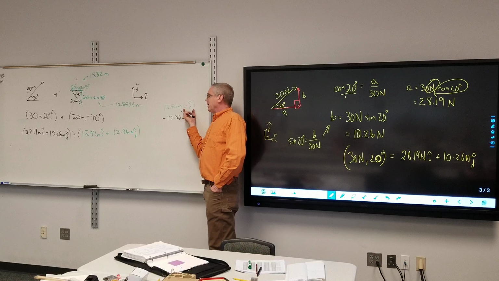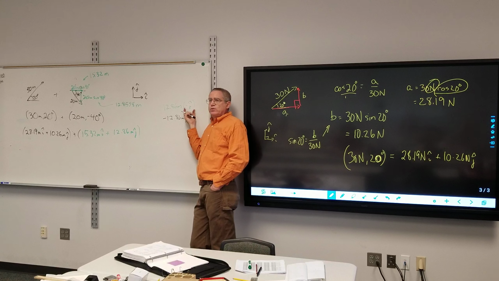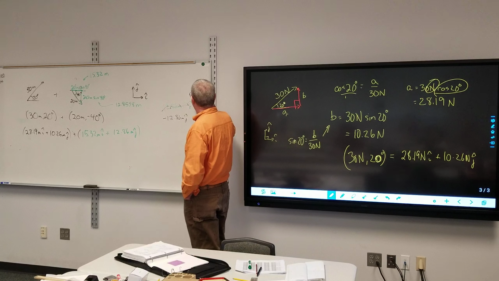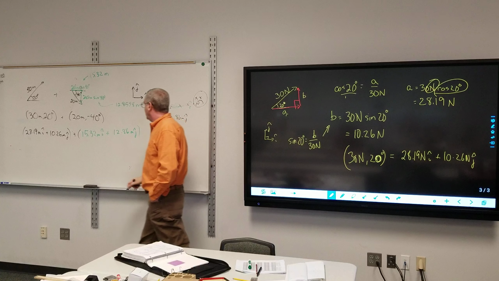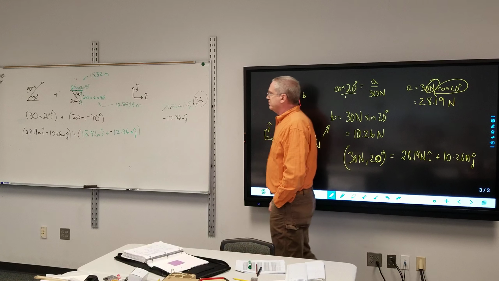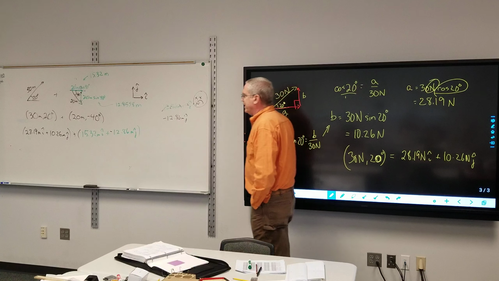The big argument against this is I've had too many students do it this way and not write the parentheses. And if you don't put the parentheses in there, this suddenly becomes a scalar minus a vector, which is not something math has figured out how to do yet. So, negative 12.86. And now we can add them easily.